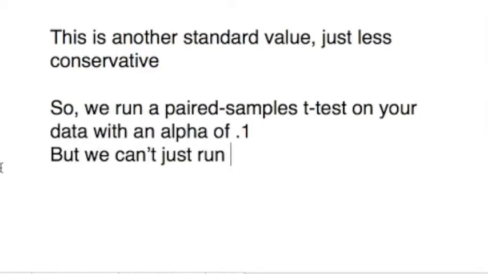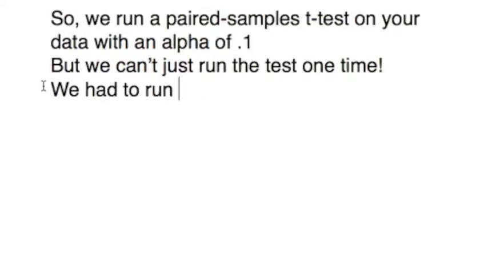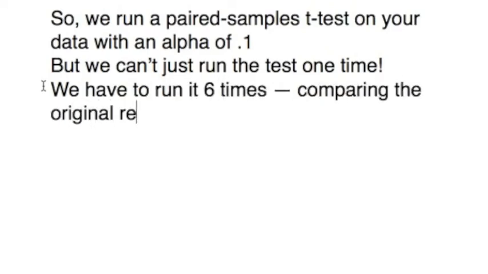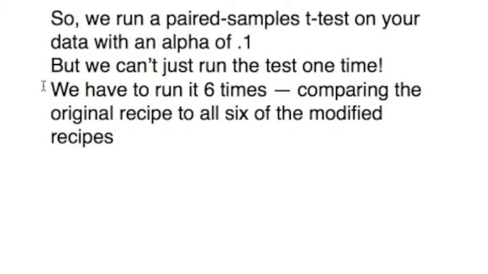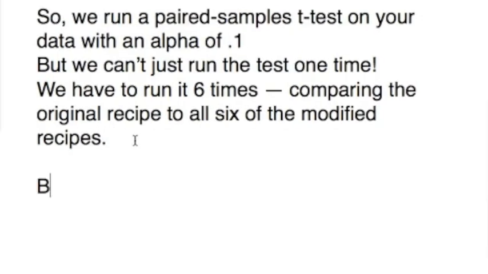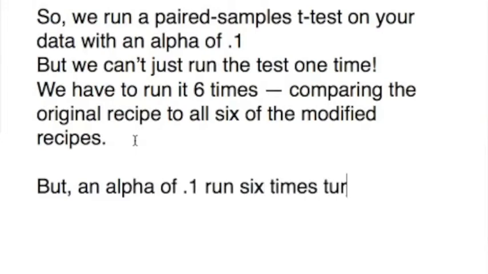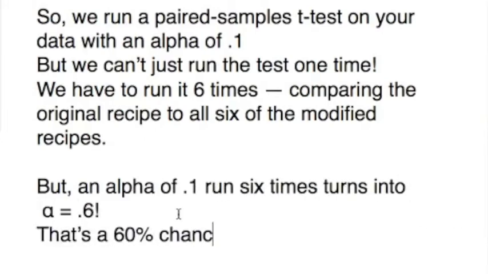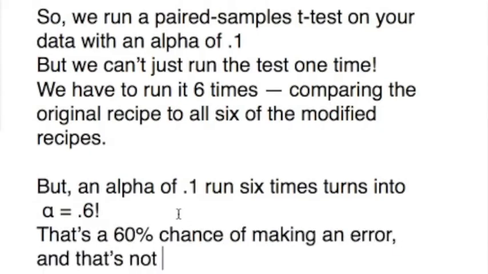But we can't just run one t-test because you have 7 different samples. So we have to compare the original recipe to all 6 of the replacement recipes. And there's an alpha of 0.1 for each of those. So 0.1 times 6 is 0.6. That means all of a sudden there's a 60% chance that we're making a type 1 error. And that's awfully high.